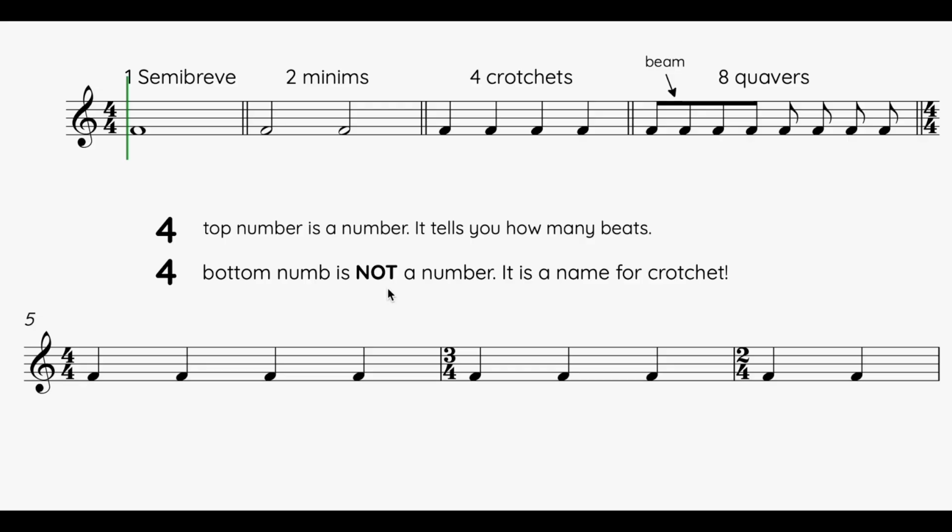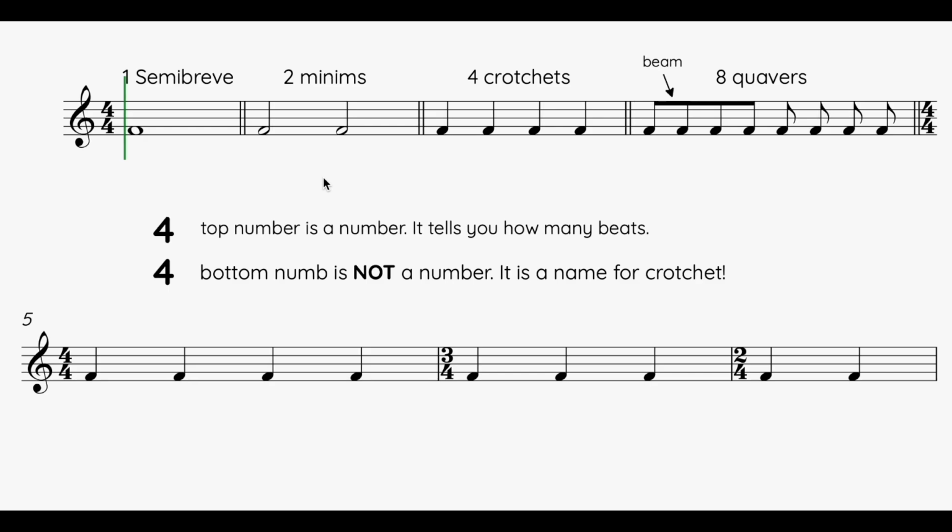But it is a number. Well, it's not really. The bottom number is a nickname. It's a name. It's not a number. It's telling you what type of note you're counting. What are you counting? You could be counting anything. You can count anything in this world. You can count crotchets. You could count minims. You could count sheep. You could count the red cars that go by. You can count all sorts of things.